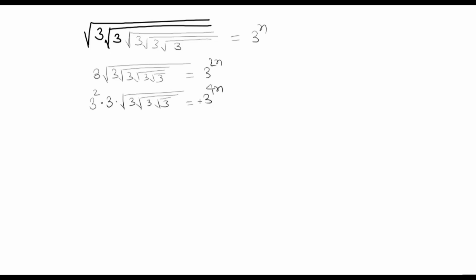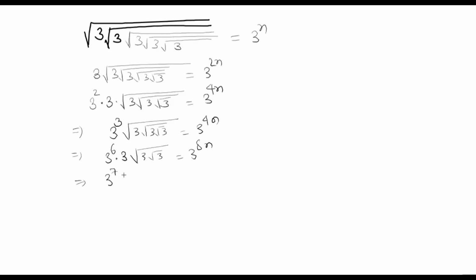Okay. And this will become 3 to the power 3. So I'll again, let's do this in two steps. So this will become 3 to the power 3, and then I've got 3 is square root of 3, square root of 3 equals 3 to the power 4n. Then I square it again, so this will become 3 to the power 6, and then there will be 3 coming out, and then 3 root 3. This will become 3 to the power 8n. So this will become 3 to the power 7, and then 3 is square root of 3. This will become 3 to the power 8n.